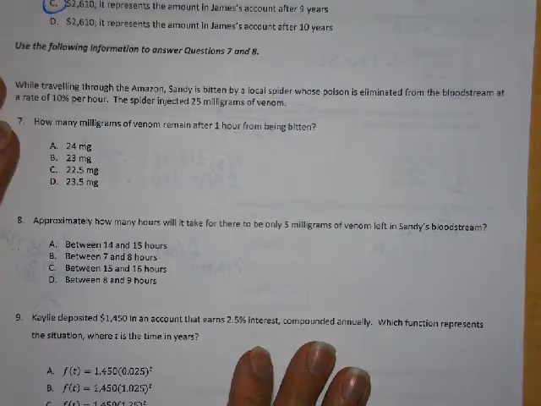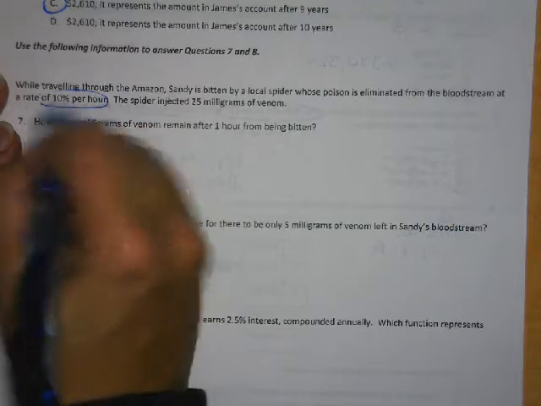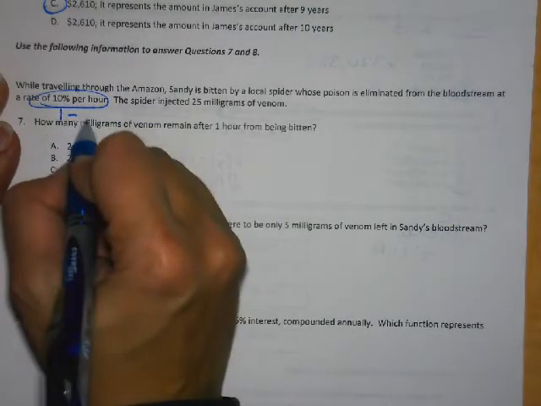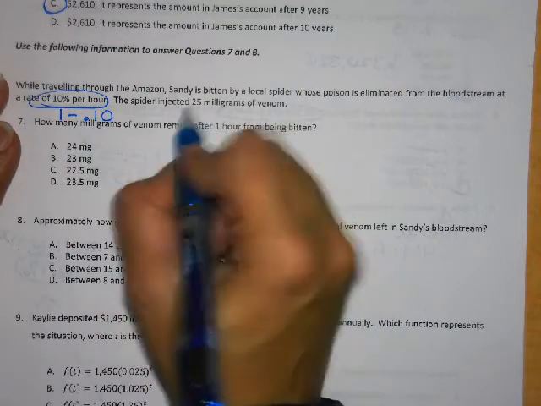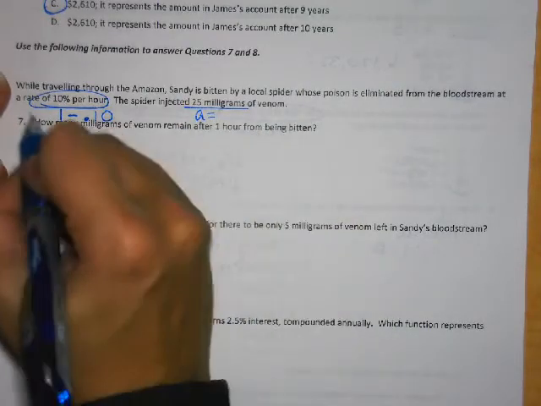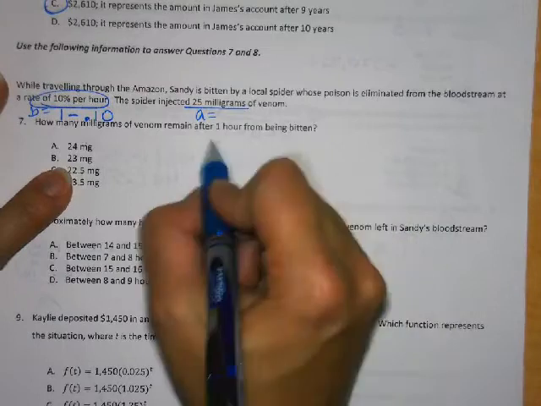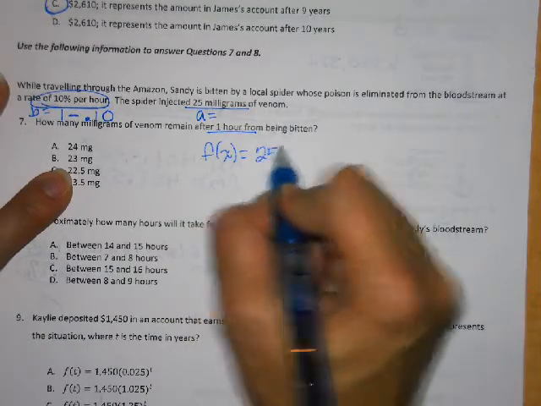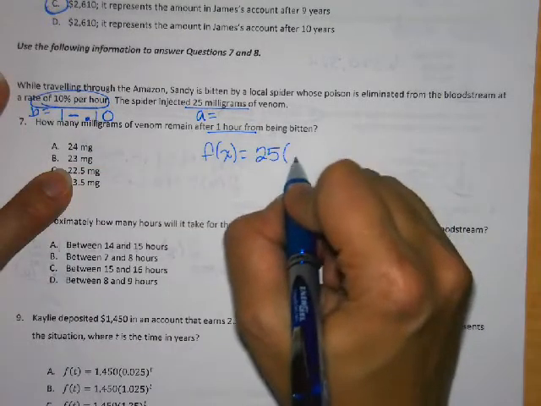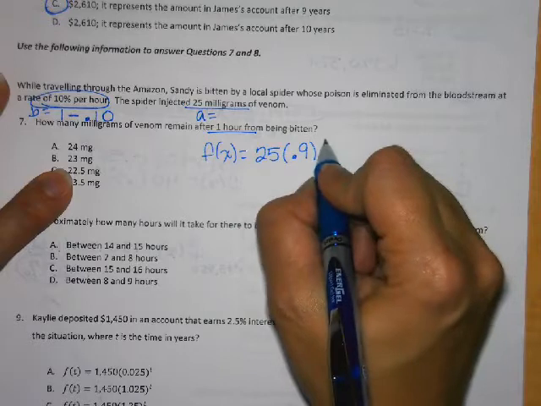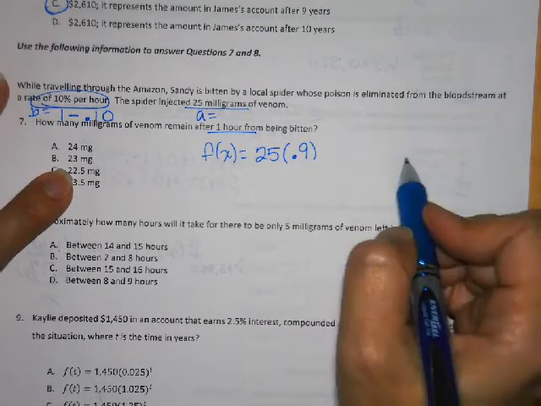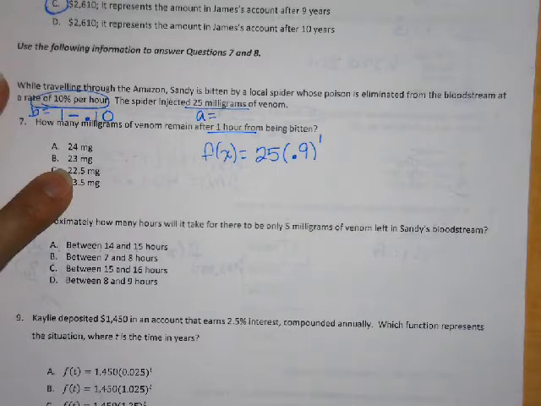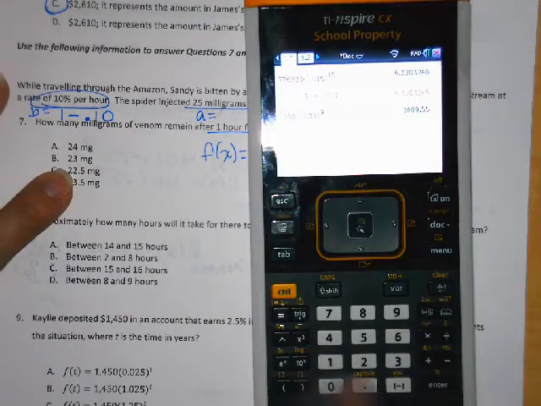While traveling through the Amazon, Sandy is bitten by a local spider, and poison is eliminated from the bloodstream at 10% per hour. So remember, this is 1 minus 10%. Injected 25 milligrams. This is your A. Here's your B. So how much is there after 1 hour? First we need to write our function. 25, 1 minus 10% means that there is still 90% of it in her bloodstream. And it tells us after 1 hour, so we can put that into our calculator. 0.9 to the 1. Anything to the 1 is exactly that amount.